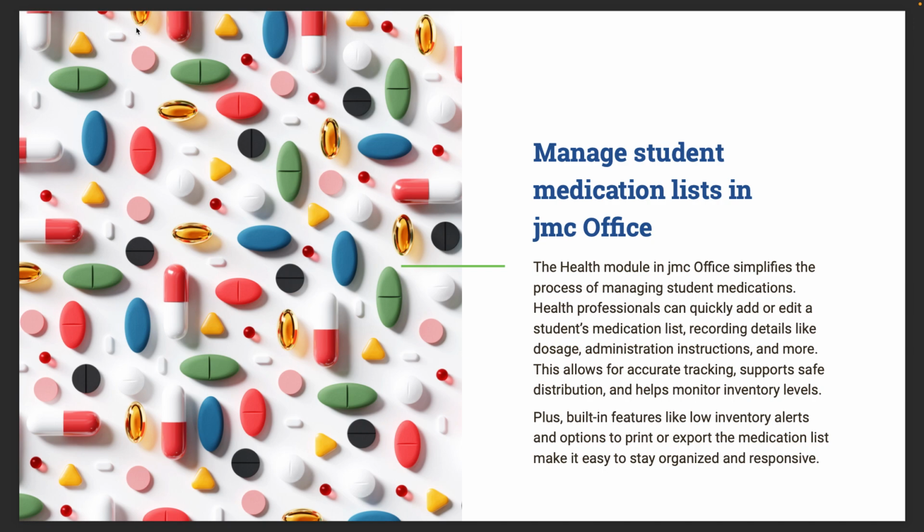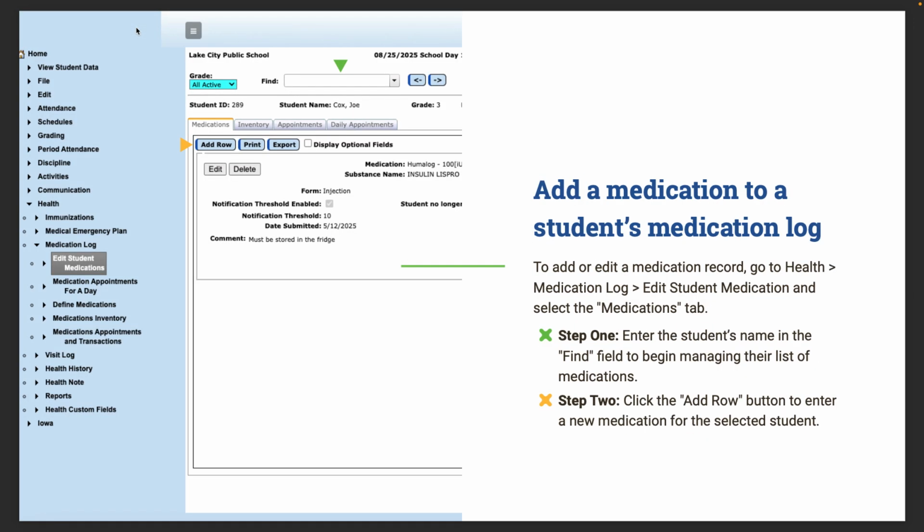To add or edit a medication record, go to Health, Medication Log, Edit Student Medication, and select the Medications tab. So you can come to Health, Medication Log, Edit Student Medication, and then you start on this Medications tab. So in this section of the webinar, we are kind of going to go through each of these tabs and how they all work together to help you track and administer student medications. So we're starting here on our Medication tab, and then we're going to want to enter the name of the student we're receiving a medication for.